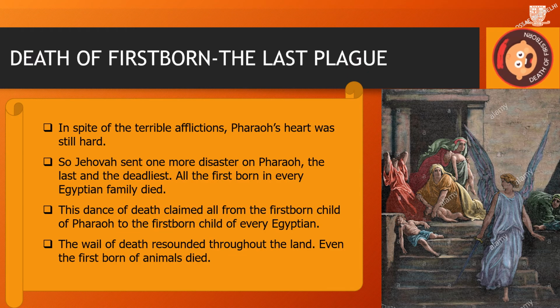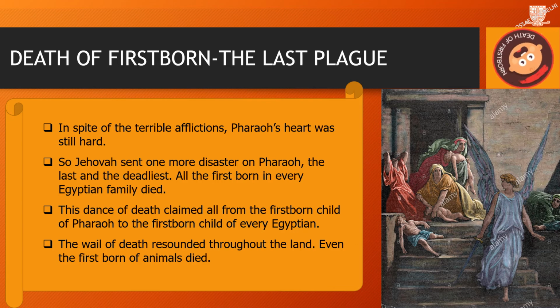But in spite of those terrible afflictions, Pharaoh's heart was still hard. So Jehovah sent one more disaster on Pharaoh. Jehovah is the name given to God in the Old Testament. So Jehovah sent one more disaster on Pharaoh. This was the last, and this was the deadliest of all the plagues. All the firstborn in every Egyptian family died.